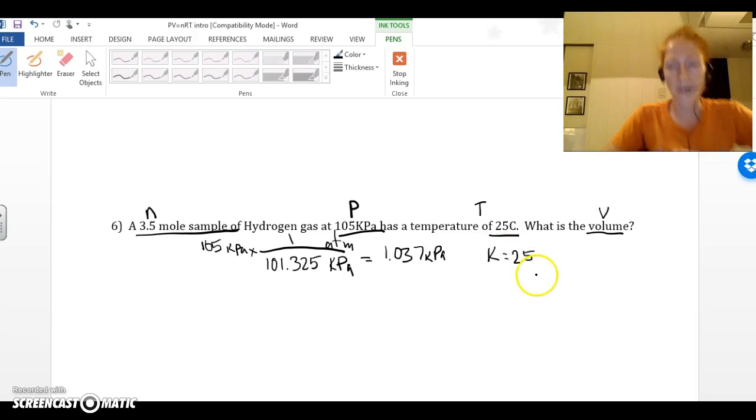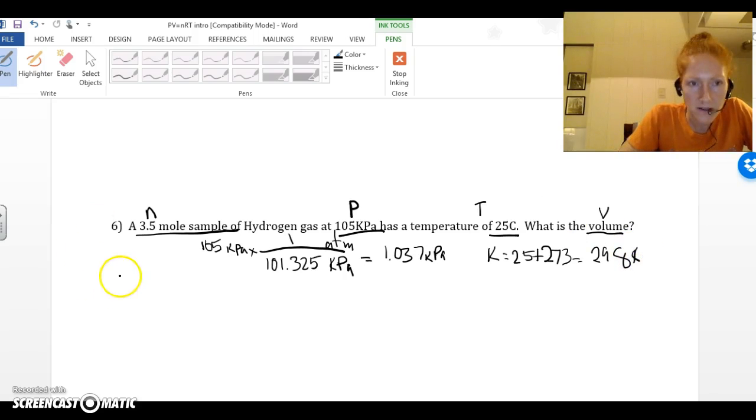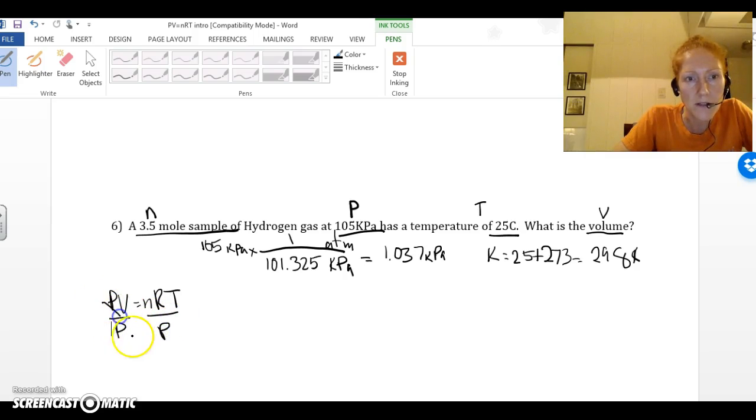Okay, for the temperature, we know we have to put in Kelvin, and Kelvin is equal to your Celsius temperature, 25 in this case, plus 273. Okay, so that's 298 Kelvin. So next, set up our equation. PV equals nRT. We're solving for volume, so let's get volume by itself by undoing whatever is being done to it. It's being multiplied by P, so we'll divide by P. So volume is equal to nRT over P.